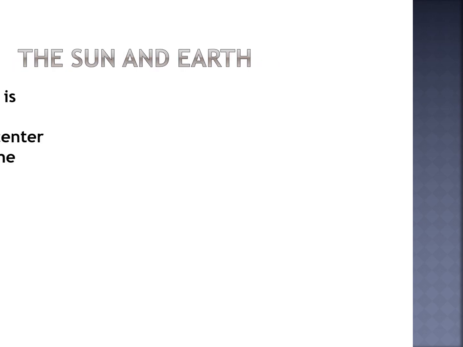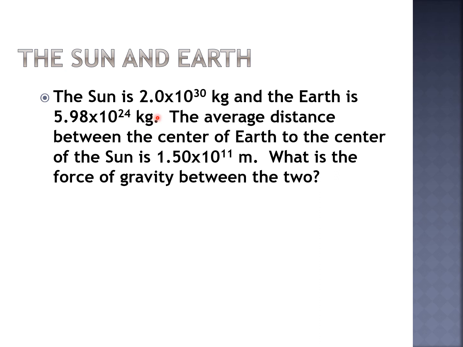The next example, it says the sun is 2.0 times 10 to the 30th kilograms and the Earth is 5.98 times 10 to the 24th kilograms. The average distance between the center of the Earth and the center of the sun is 1.50 times 10 to the 11th meters. What is the force of gravity between the two?